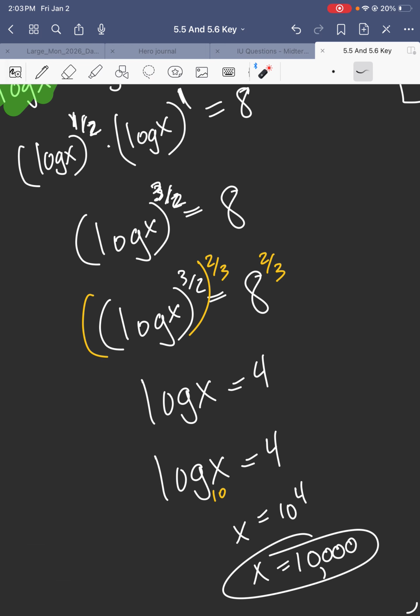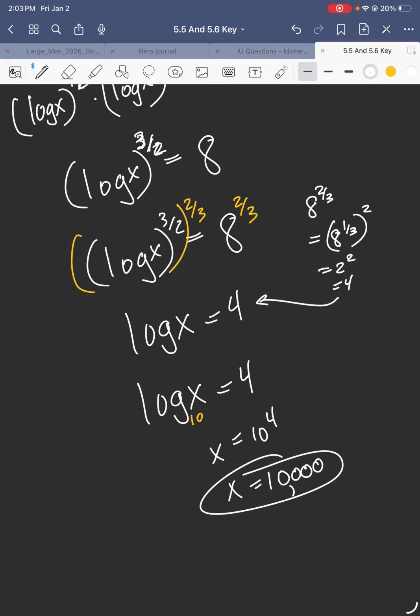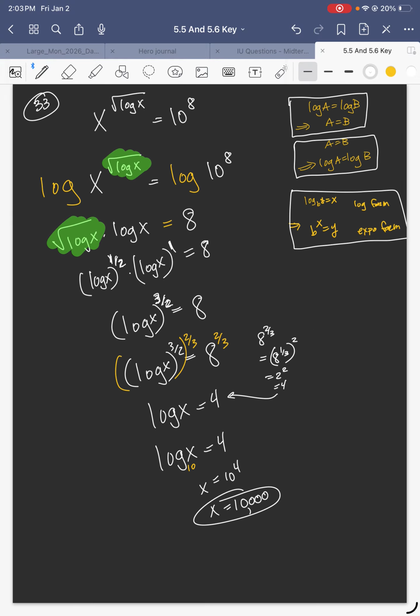But I want to solve this thing, so I want to get to this x. So maybe to get rid of this 3/2, I can raise both sides to the 2/3. When I do, these multiply to give me 1, and this is 8 to the 2/3. Well, remember, 8 to the 2/3 is just 8 to the 1/3, and then square it. Or you could square it and then do 1/3, but 1/3 is 2, 2 squared is 4. So now I just have log of x is equal to 4. That's much better than what I started with.